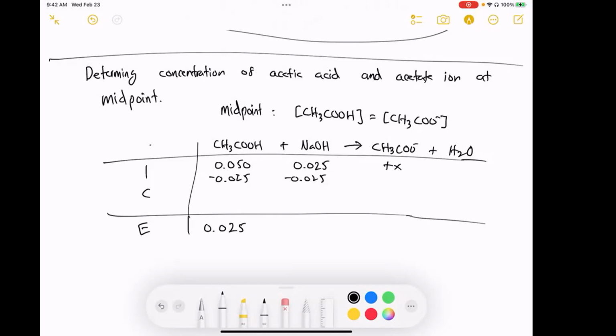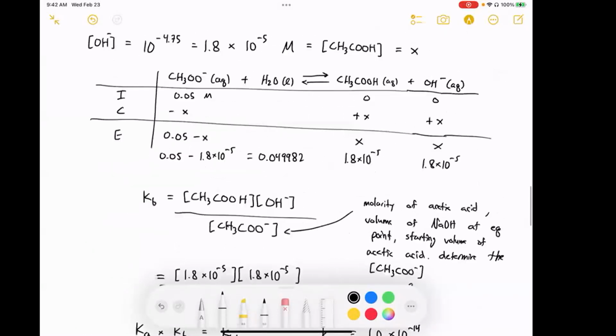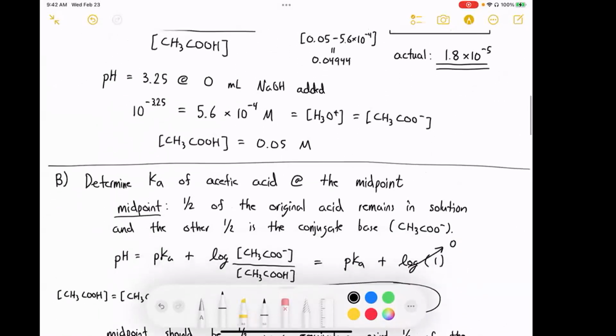So at equilibrium here, we have 0.025, and 0 sodium hydroxide, because we only add half of the sodium hydroxide to react with the acid. So all of the sodium hydroxide reacts, and at this point we have 0.025 molar. So the concentrations are equal. At the midpoint, half your concentrations of your acid and your conjugate base should be the same. And we showed that right here.